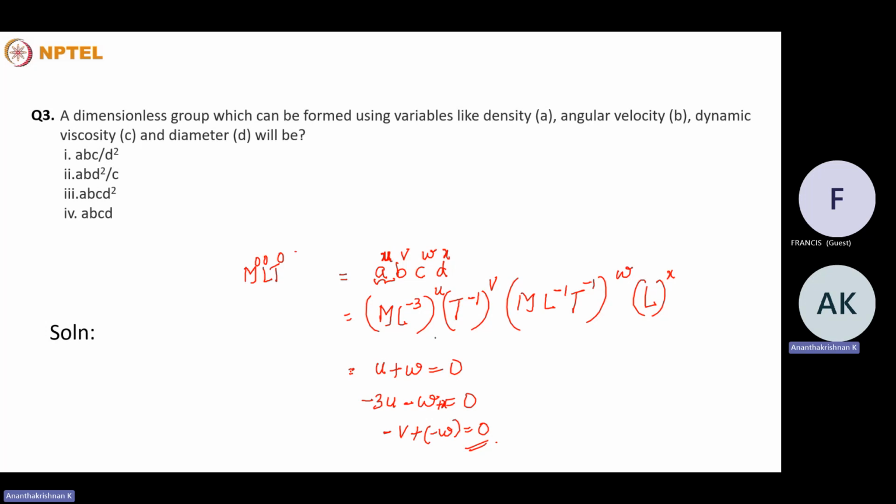So for example, we take the first option ABC divided by D square. The units corresponding to ABC divided by D square will be ML power minus 3, T power minus 1, ML power minus 1, T power minus 1 divided by L square. Correspondingly, this will give a unit of M squared into L power minus 2 and T power minus 2. So this doesn't give a dimensionless group.